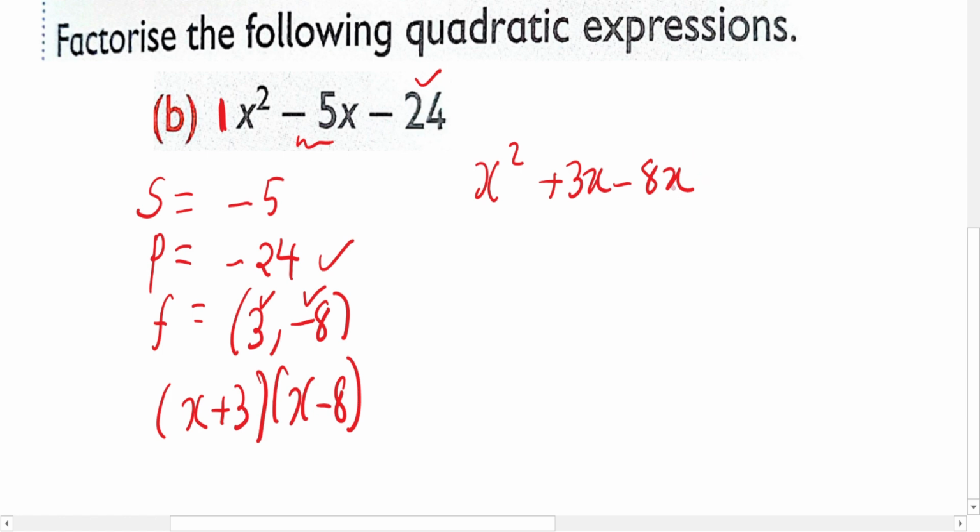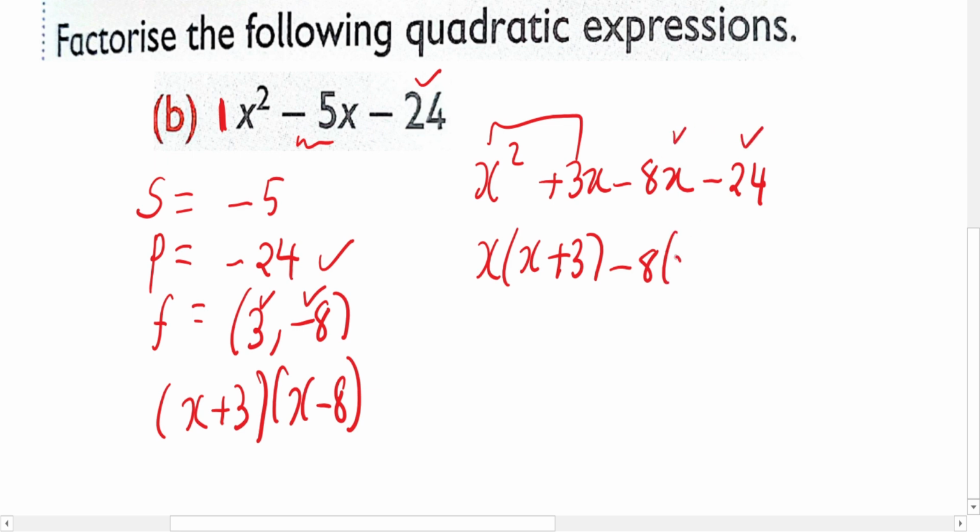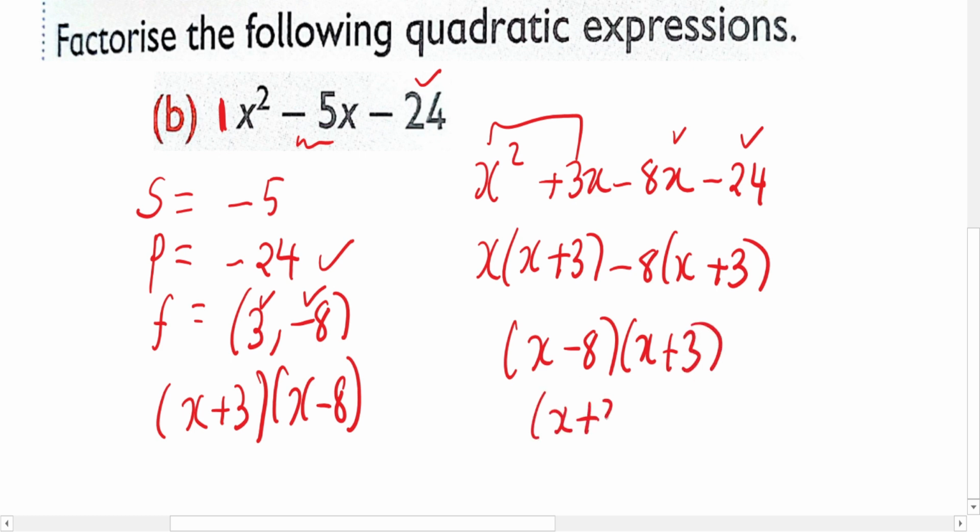But just really don't forget to add the x minus 24. So collect the like terms, so it's going to be x, factor it out, x into bracket x plus 3. Then you have minus 8, because 8 goes into this, and this is going to be minus 8 into bracket x plus 3. And obviously you'd get the same thing, x minus 8 and x plus 3, which is just the same thing.